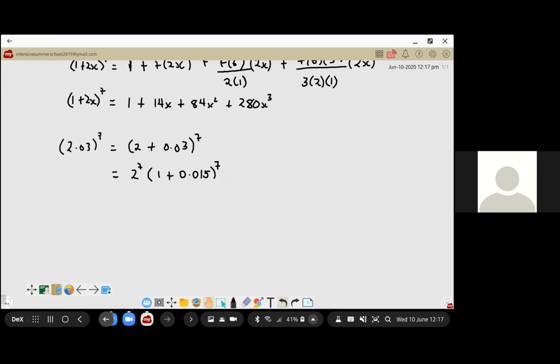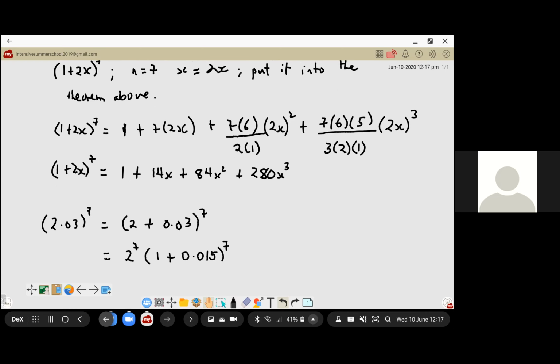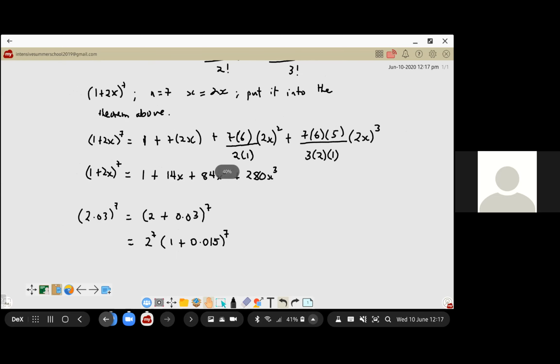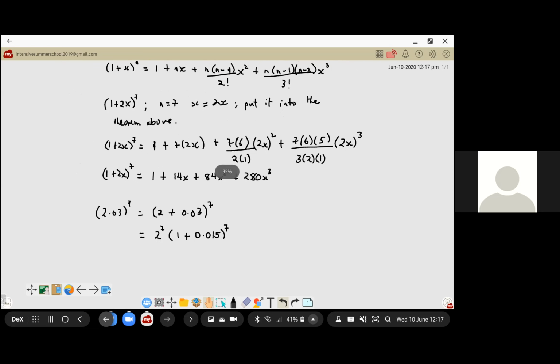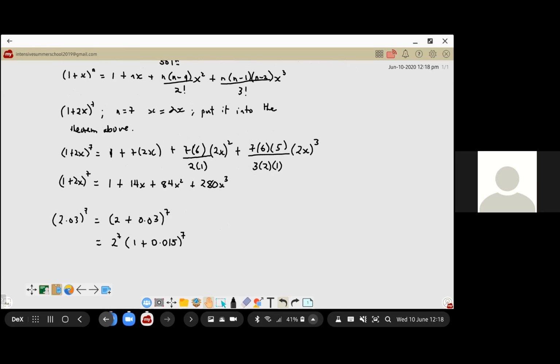You express the equation like the 1 plus x raised to the power n. You use that same equation to solve the 1 plus 0.015 raised to the power 7. No, we can do that, but in that case, we are not using our expansion. If we use the 1 plus x to the power n to expand this 1 plus 0.015 to the power 7, we are not using our expansion.